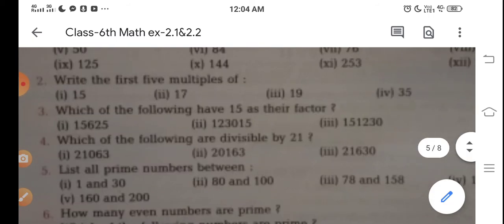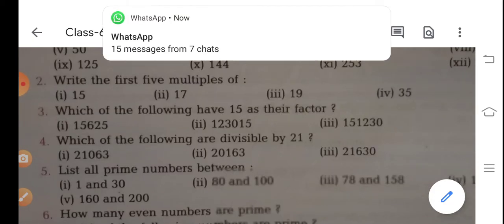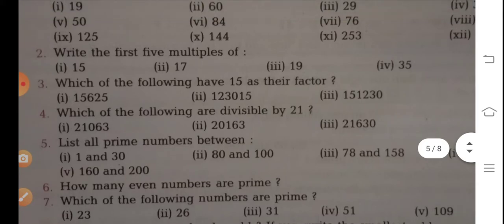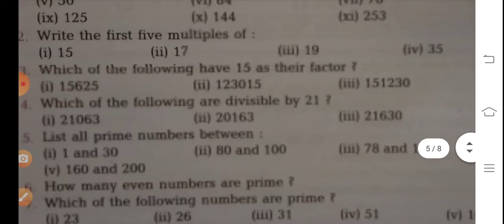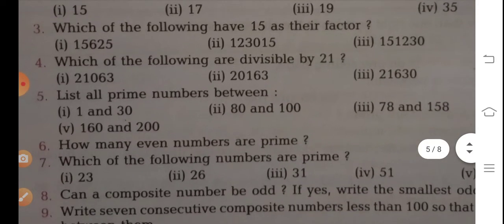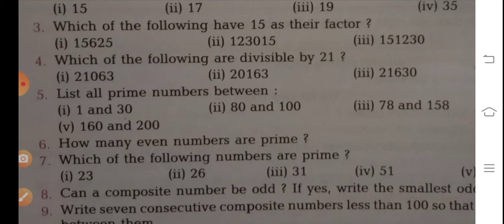Next question: which of the following have 15 as their factor? So how do we know? You write all the factors of that number, and then you say which numbers have 15 as a factor.